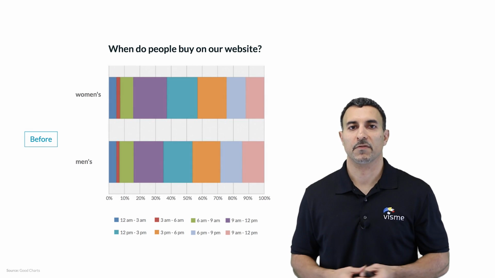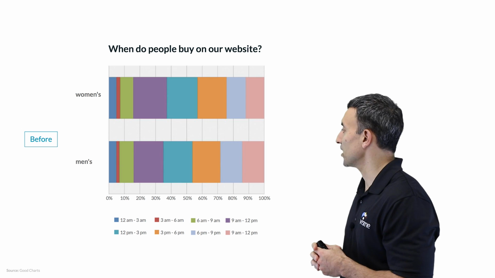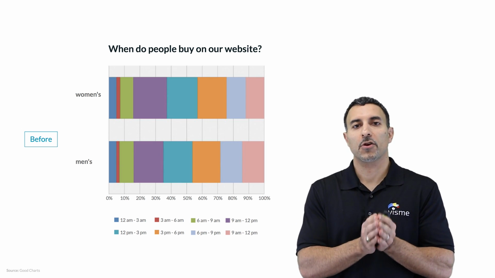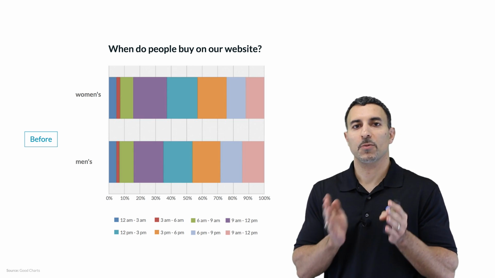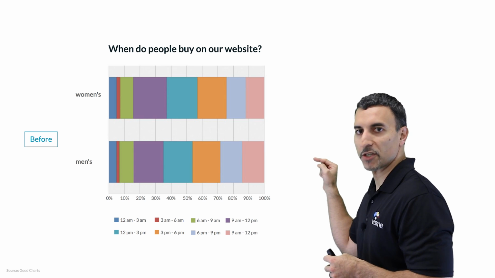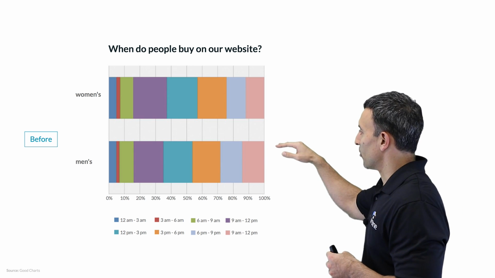So let's look at a couple of examples. I'm going to show you a few before and after. So the key to effective communication, you've got to hone in on your main message. Okay? So make your key points stand out. And also, when do people buy on your website? This is the title of this graph here. So it asks a question, it's a full sentence. When do people buy on our website?